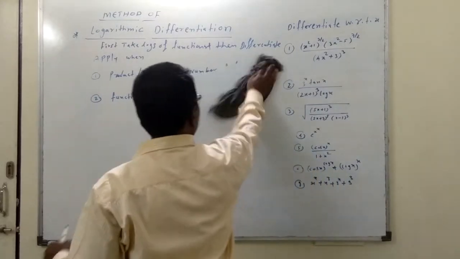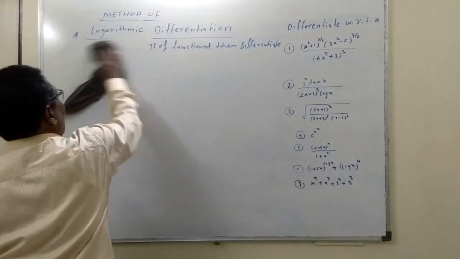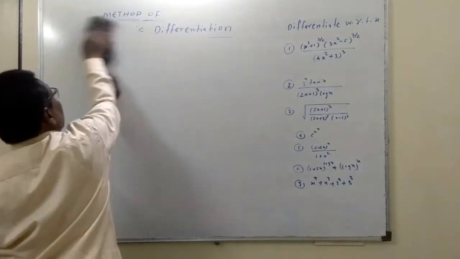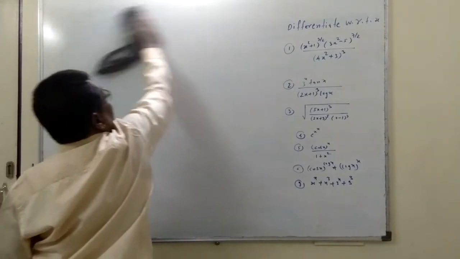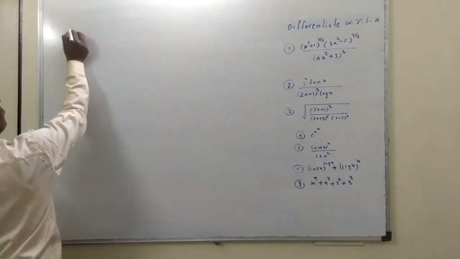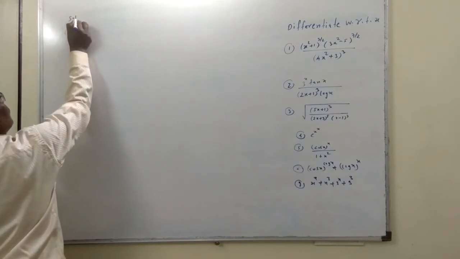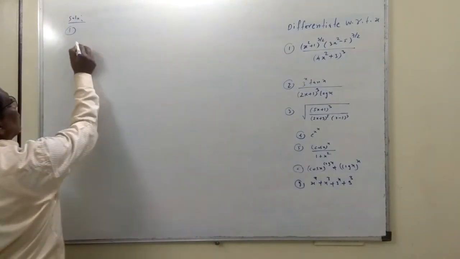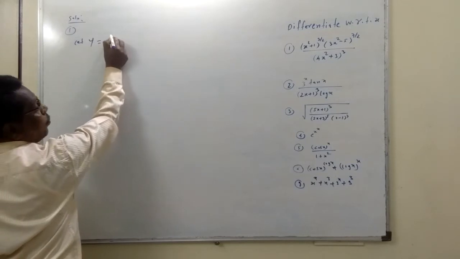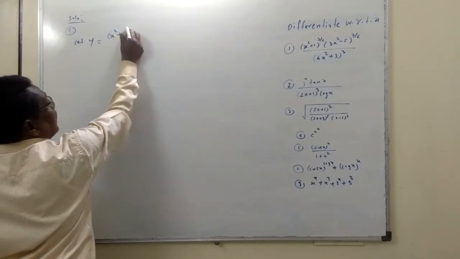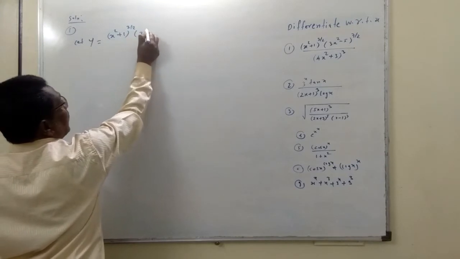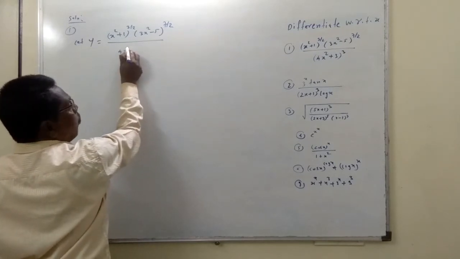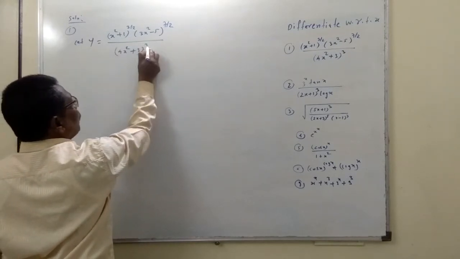Now with some examples we will understand how this logarithmic differentiation is used to take derivatives. So the first example. I have already written the examples here, so we'll follow them. Suppose in the first example, let y equal x square plus 1 raised to 3 by 2, times 3x square minus 5 raised to 7 by 2, divided by 4x square plus 3 whole cube.